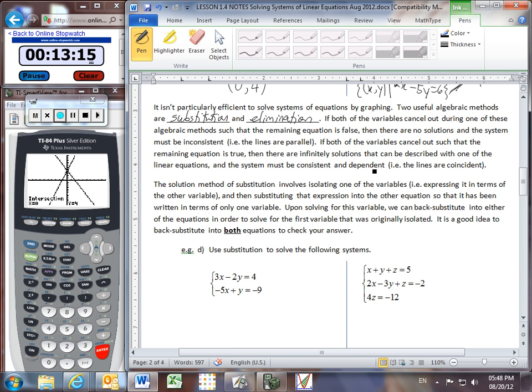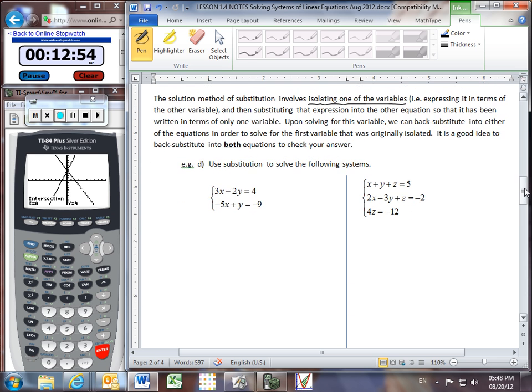So let's talk now about the first of these algebraic methods, and we'll get a chance to practice these concepts if all of the variables cancel out as we're doing our substitution practice. Substitution involves isolating one of the variables. That's the key. That is to say, we will take one variable, put it by itself so we can express it in terms of the other variable. And then we will substitute that expression into the other equation so that it has been written in terms of only one variable.